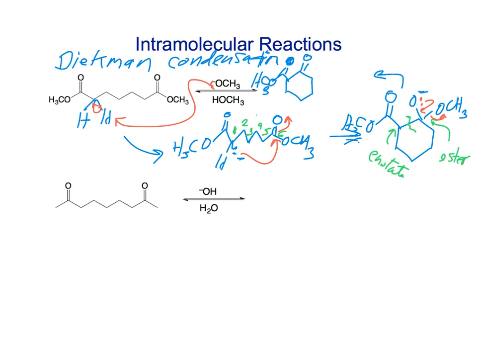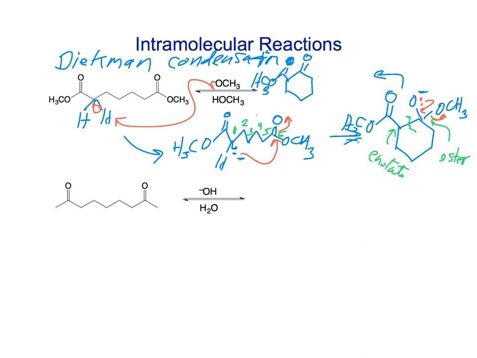Okay, so we can do a similar thing with a diketone or a dialdehyde. So this would be an intramolecular aldol reaction. Nobody got to have their name for this one. But we have several possibilities for this case, right? At least 2 possibilities, because we have 2 different alpha positions for each of those ketones.